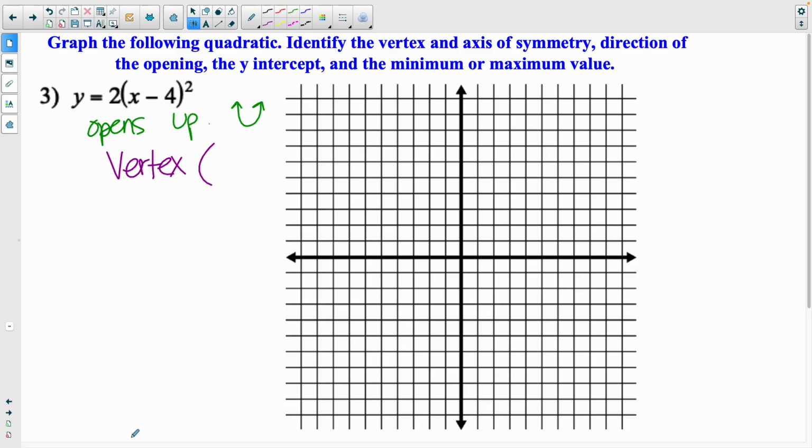So what's the vertex going to be? What is it? Yes, good. So +4 is always the opposite of what's in the parentheses. And then there's nothing written after, so it has to be 0. And that means I already have the axis of symmetry. X equals whatever the x coordinate is, so x = 4.